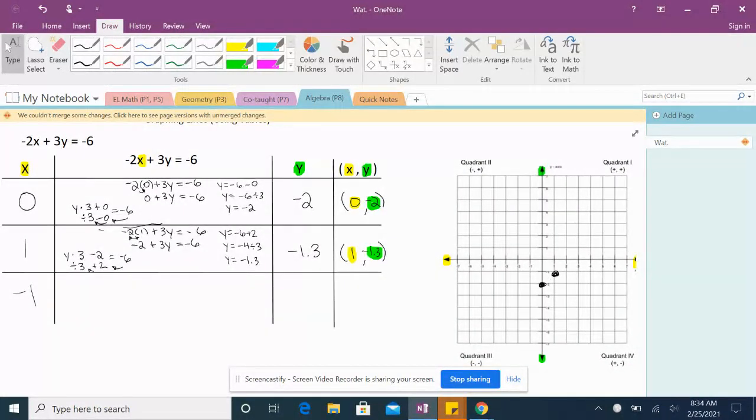And now we could do this third point, but now we have enough to draw our line. Podemos usar el tercero valor por x si quiere, but to form a line, pero para se formar una línea, we only need 2 points. Solo necesitamos 2 puntos. Again, we need our arrows. Otra vez necesitamos las flechitas because this means the line goes forever. Porque este significa la línea va por siempre.